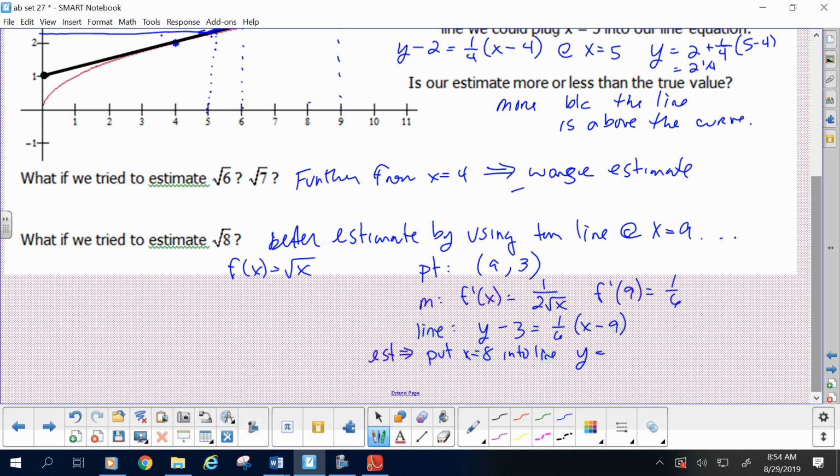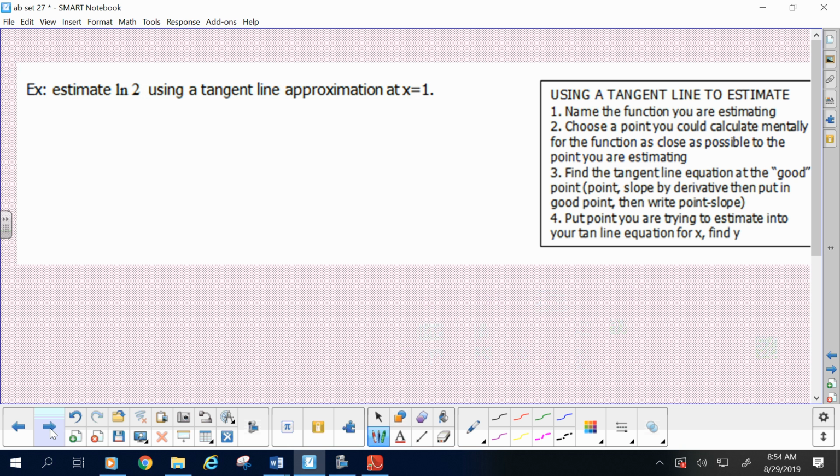And y is 3, if I move it over, plus a sixth of 8 minus 9. That's 3 minus a sixth, which is 2 and 5/6. About 2.833 is a good estimate of the square root of 8. Yeah? Track it. Let's try one together and then one on your own, and we're good.